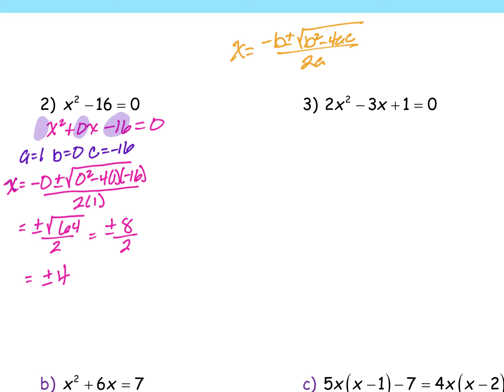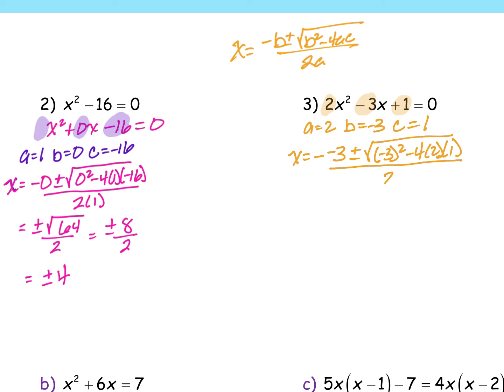So everything's on the same side of the equal sign. My coefficients are here, here, and here. So a equals 2, b equals negative 3, and c equals 1. So I get, what do I get? X equals minus a negative 3 plus or minus the square root of negative 3 squared minus 4 times 2 times 1, all over 2 times 2.